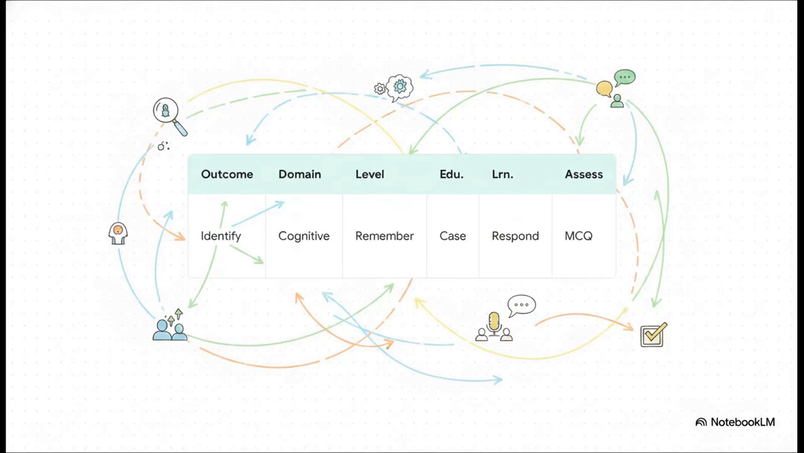And this brilliantly illustrates how the whole row comes together like a puzzle. The outcome is identify features. The verb is identify.